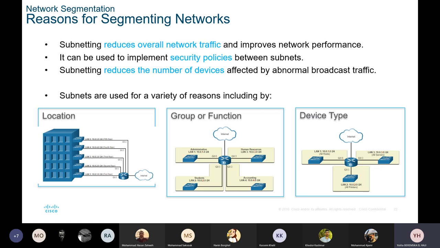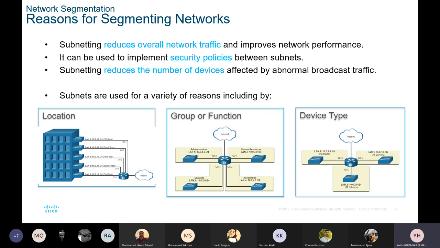According to the functions, we can divide our IP addresses into different segments. Like what you see here, administration has the IP address 10.0.1.0. Here are the students, 10.0.2.0. Human resources, HR, 10.0.3.0. Accounting, etc. This is division according to the functions, which is usually what we do in practice, and it is the most usable.